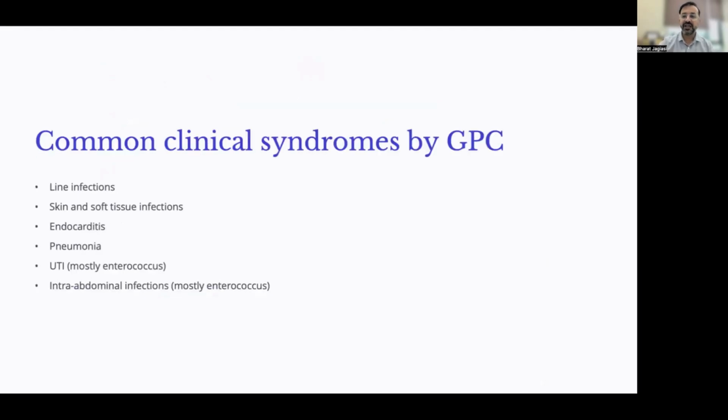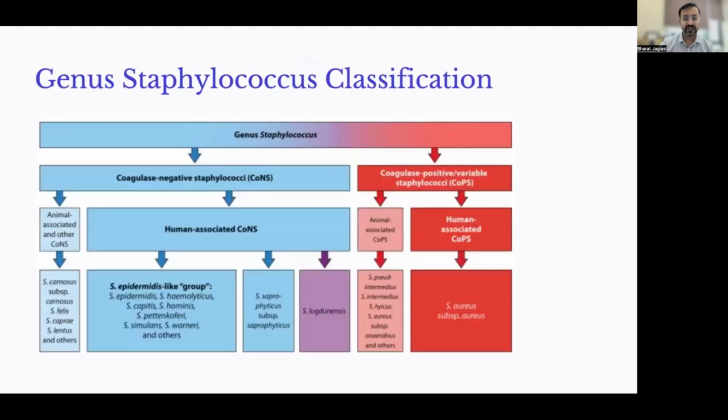Common clinical syndromes: the gram-positive cocci typically cause line infections, skin and soft tissue infections, endocarditis, pneumonia, and UTIs. And we can also see Enterococcus frequently complicating intra-abdominal infections as well.